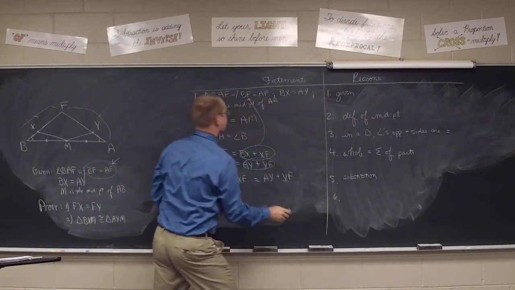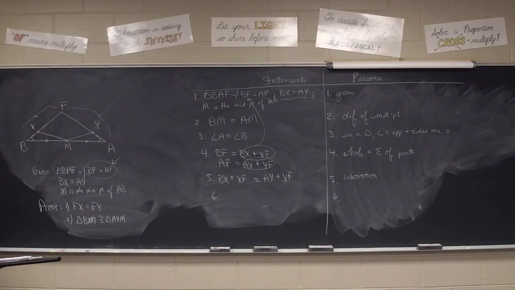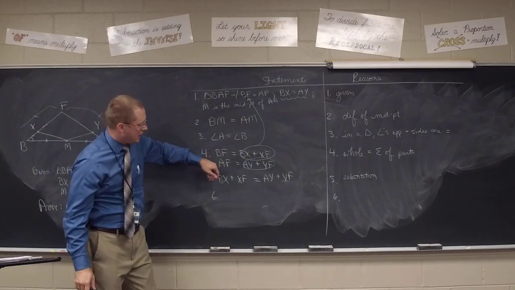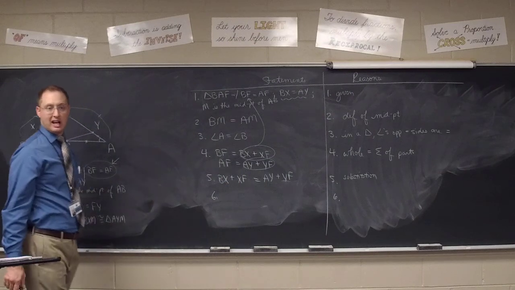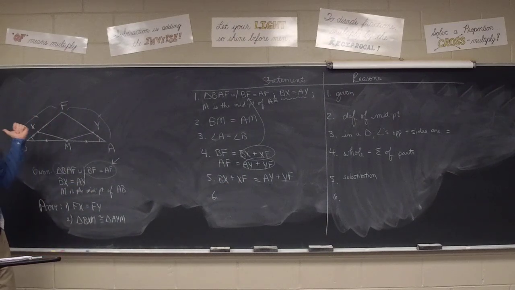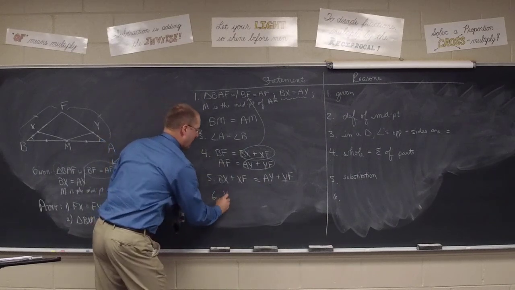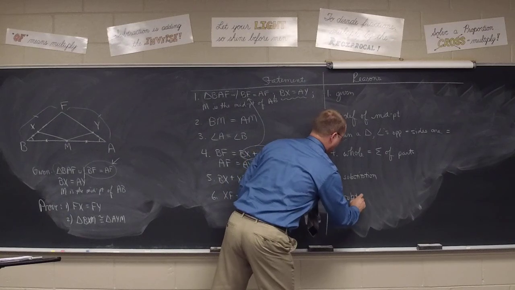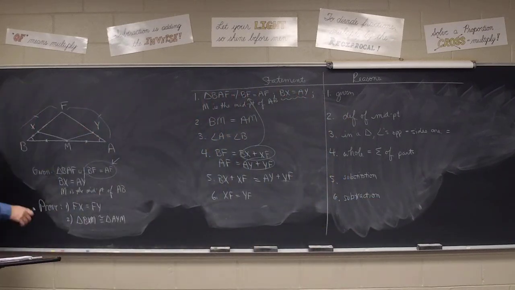But since in the given, we were given that BX equals AY. Well, here's a BX on this side. Here's an AY on that side. What can I do with these 2 equal quantities, class? Subtract them away. And if I subtract it away from each side, what's going to be left? XF equals YF. And that's using the subtraction axiom. I'm just going to write the word subtraction. That's if equals are subtracted from equals, the remainders are equal.